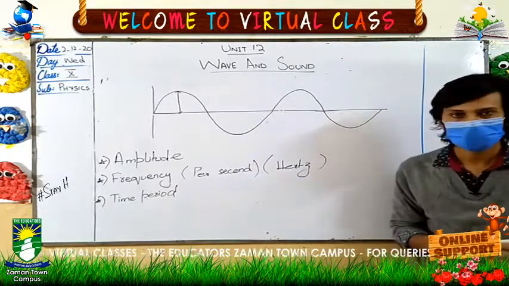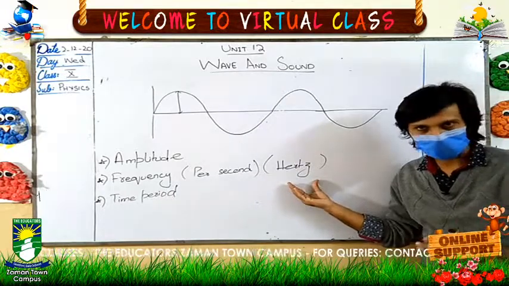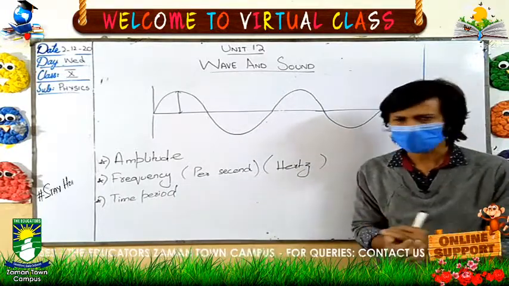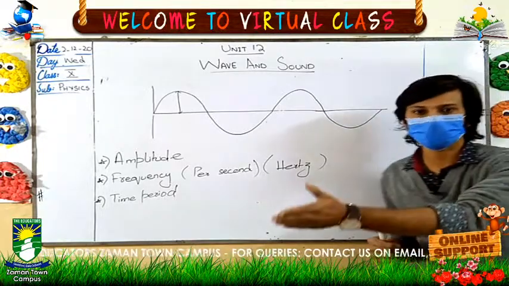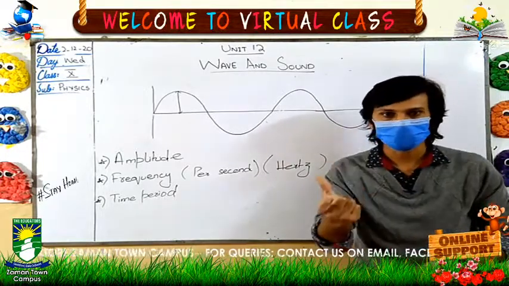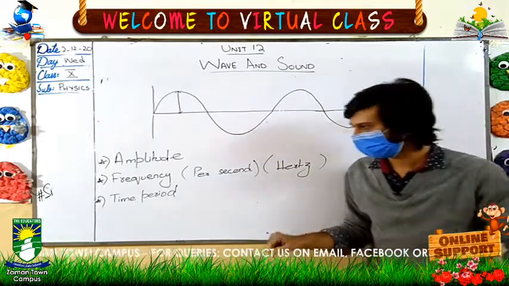This is the SI unit of frequency. We measure the frequency in hertz. That's why, most of the time, if we talk about a mobile charger, it is written on that charger 50 to 60 hertz. So what is 50 to 60 hertz? It's the frequency of the current which is coming from the line.